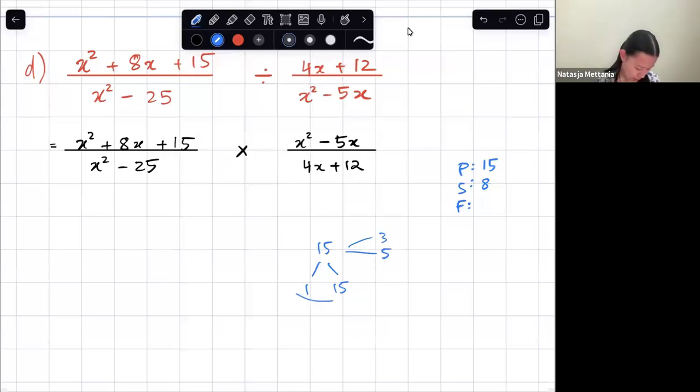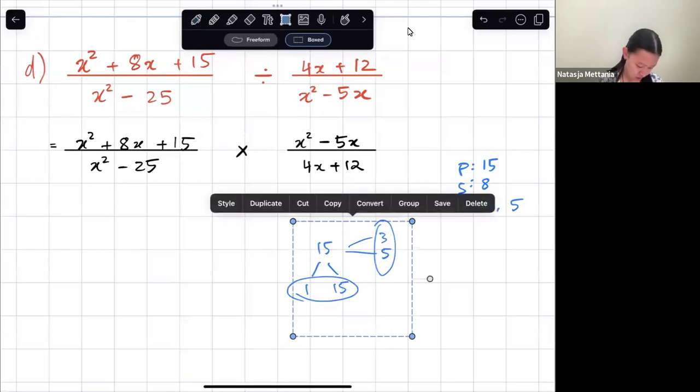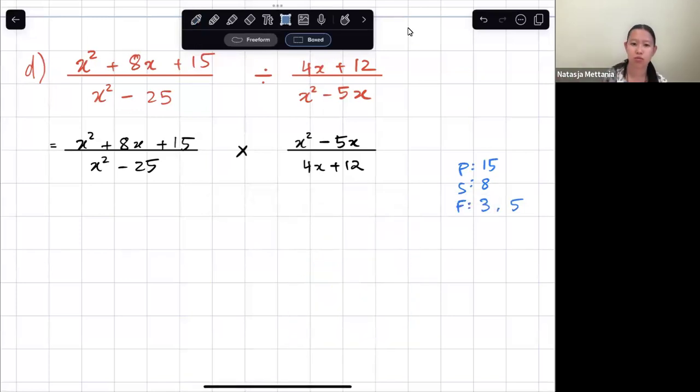Now, looking at our pairs, 1 and 15, 3 and 5, if I were to add them together to get me 8, which one should I use? Well, it's obvious. I need to use 3 and 5. So my factors are going to be 3 and 5. Okay? Hopefully that makes sense. If not, just push back and then you can watch it again.